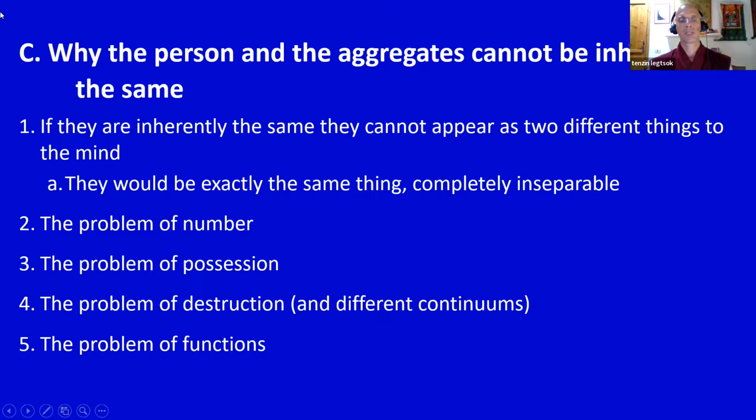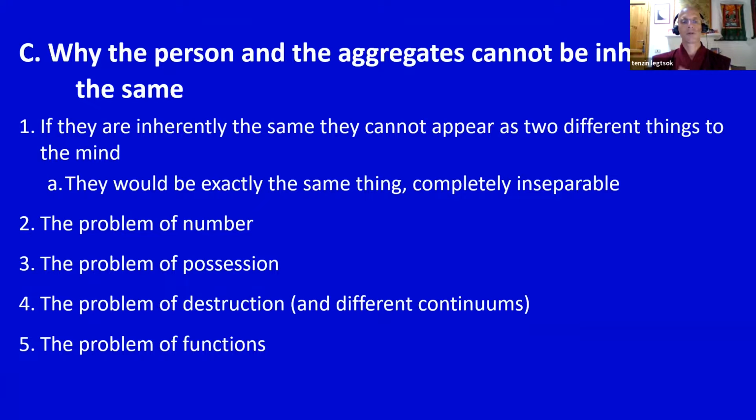And then the problem of possession. If the I is inherently one with the aggregates, then it can't be the case that the I is the possessor of the aggregates and the aggregates are the possession of that I. So it can't be the case that I have a body, I have a mind, because they would be the same thing. It can't be the case that my body and mind are possessed by me or controlled by me, as they would be inherently the same thing. So you couldn't have that kind of relationship.